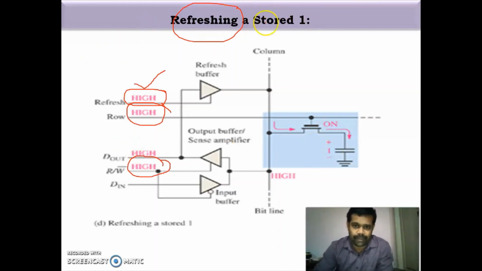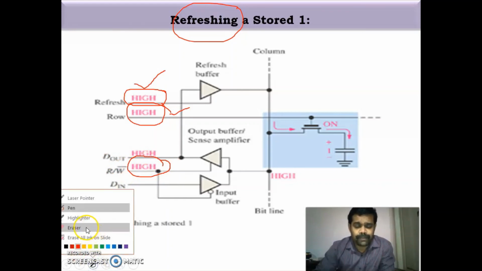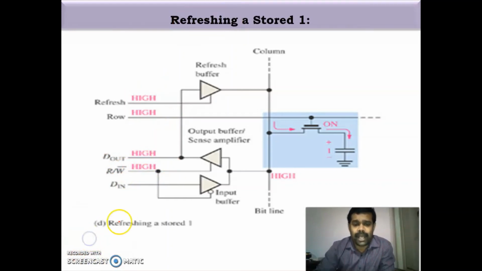I will explain. In the refreshing operation, we make the refresh input to the refresh buffer high, then we make the row line high, then we make the read write input high, and making the read write input high will make the input buffer disabled and the output buffer enabled. So the value which is stored in the capacitor is coming as the output. Now we are assuming that we have stored a 1, so we are getting a 1 here, and that 1 is connected to the input of the refresh buffer.